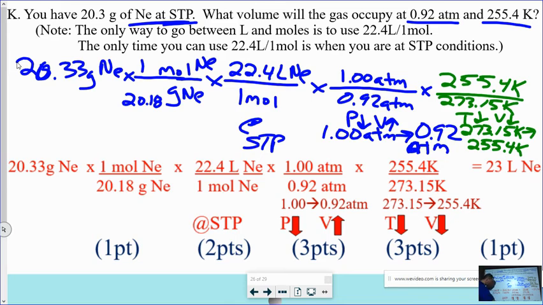So we started off over on this side. We went grams to moles. We did moles to liters because we were at STP. We went from STP conditions to the conditions in the problem. We did those conversions, and we ended up getting the liters at the end. Pause the video if you need to take some time to take all of that in.